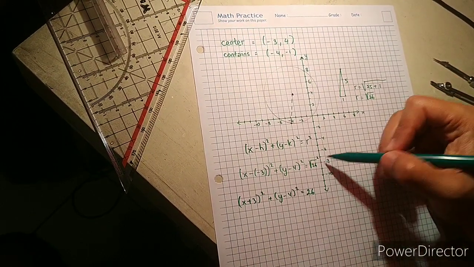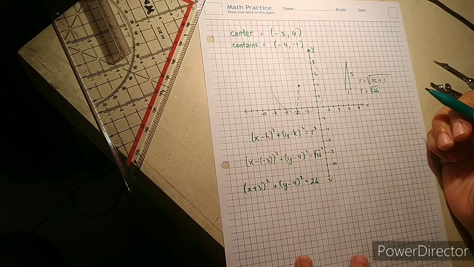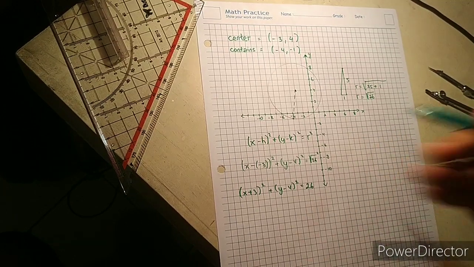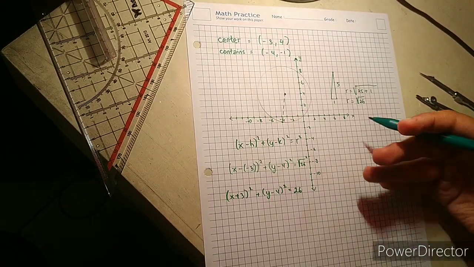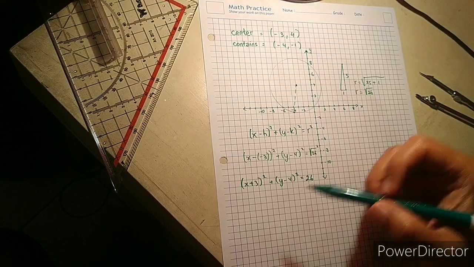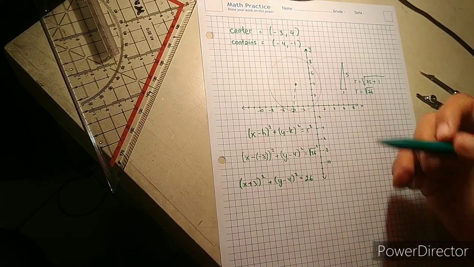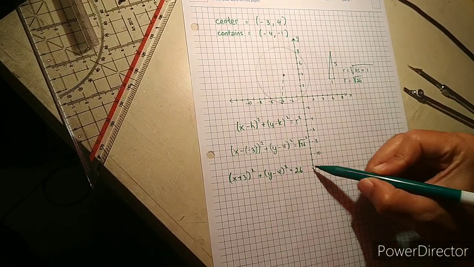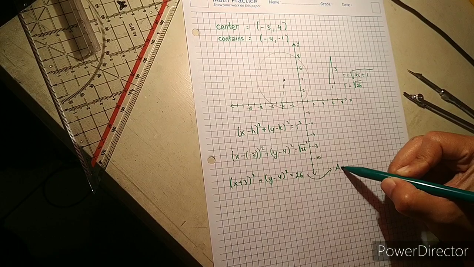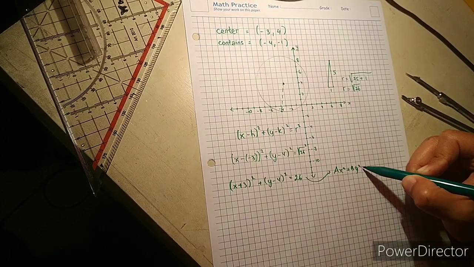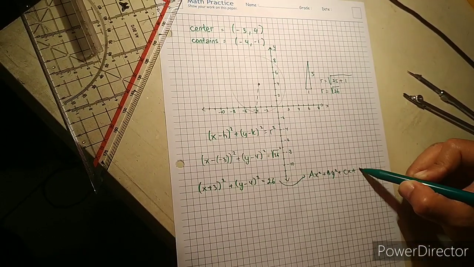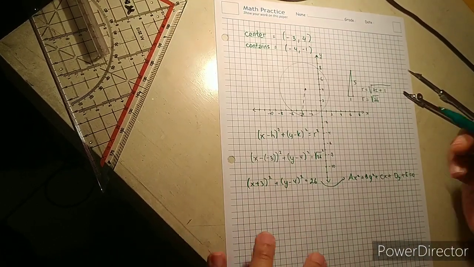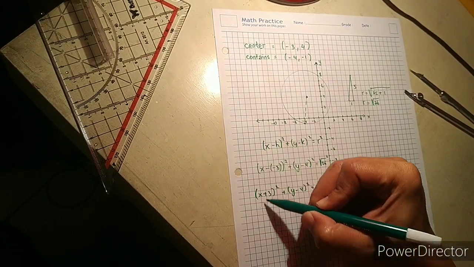Because this is a square, the square root will be gone. And if you are just asked to present it in the general form of a circle, you're done. But next, if you are asked to present it in the form ax squared plus by squared and so on, you need to move on. So I want to change this into ax squared plus by squared plus cx plus dy plus e equals 0, right? So let's expand these parentheses squared.